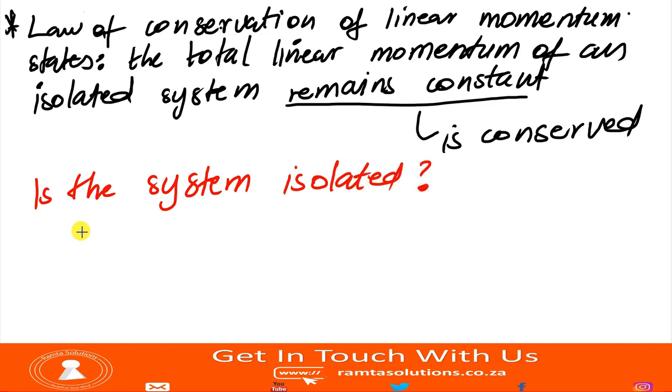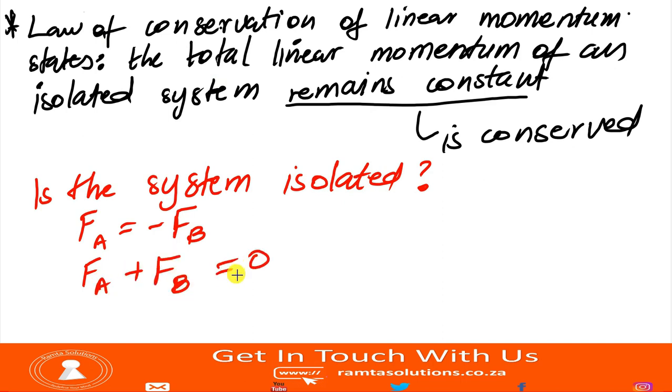The answer is, let's see. F sub A is equal to negative F sub B. What is this? F sub A plus F sub B is equal to 0. We can call this the total forces, so the net force is equal to 0. So what is our answer? Our answer is yes. Right? Our answer is yes.